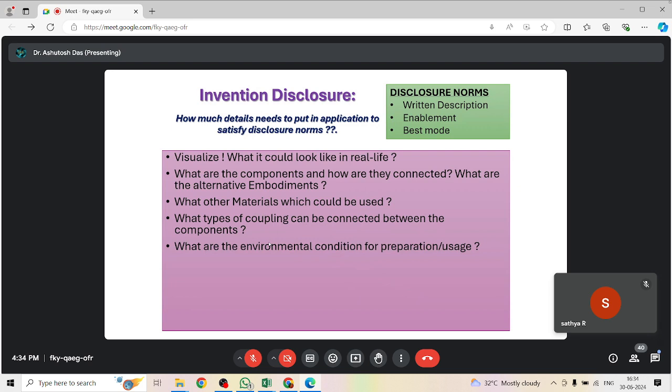What environmental conditions are required for preparation and usage? For using or preparing, what conditions are required? What environment is required? For example, what temperature, what pressure, under what criteria, what humidity is required? All these things and model parameters you can mention. Or in a controlled environment, otherwise it is not working. So the entire details have to be visualized, because without that, enablement is an issue.